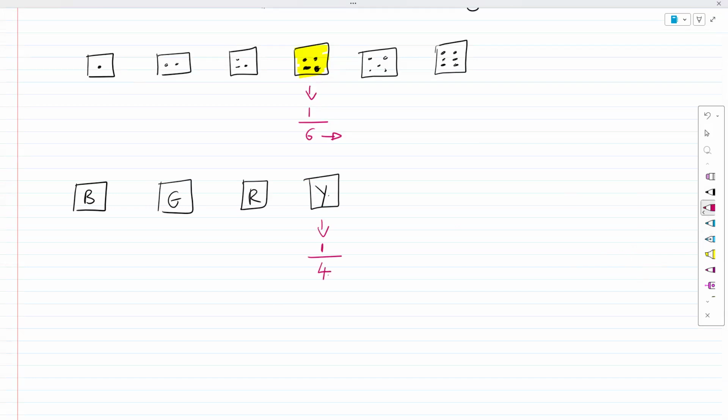If by some chance I had another yellow, I don't know why I have 2 yellows, but I do, the theoretical probability that I would get yellow from a draw would be 2 out of 5, because there's 2 yellows and the total number of choices is 5 choices. Okay? Now, this is theoretical probability.